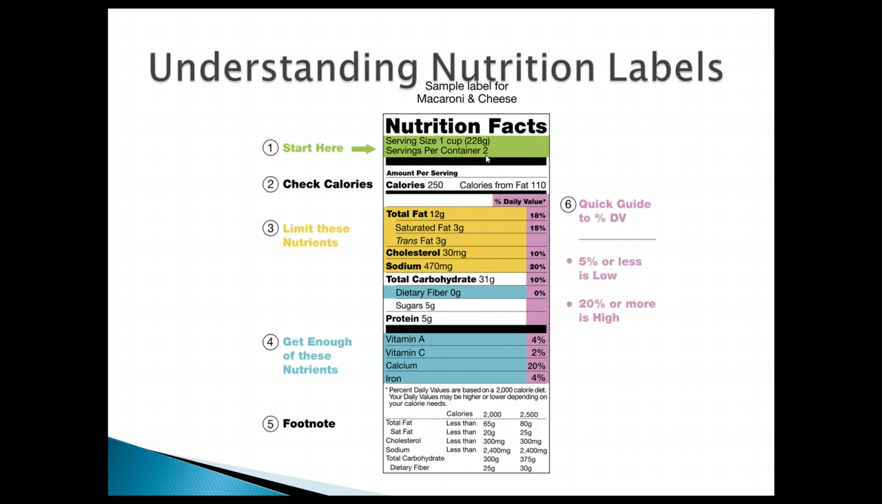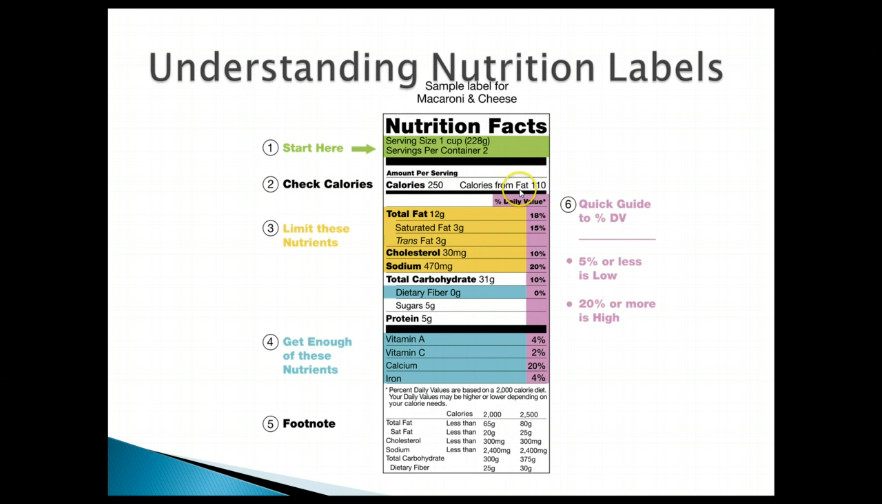So if you eat 2 cups, you're going to get 2 servings. You're going to get 500 calories, right? If you eat 2 servings. If you only eat 1 cup, you're going to get 250 calories. If you eat 2 cups, the whole container, you're going to get 500 calories.